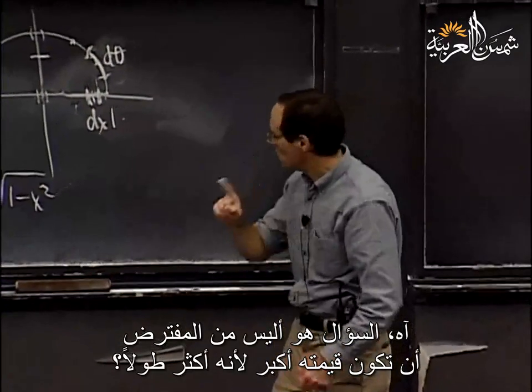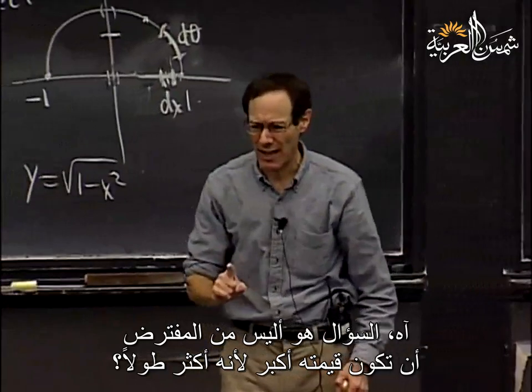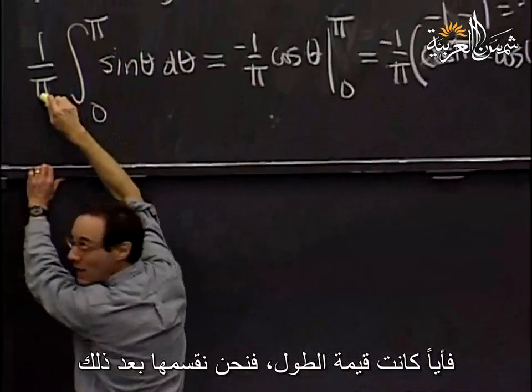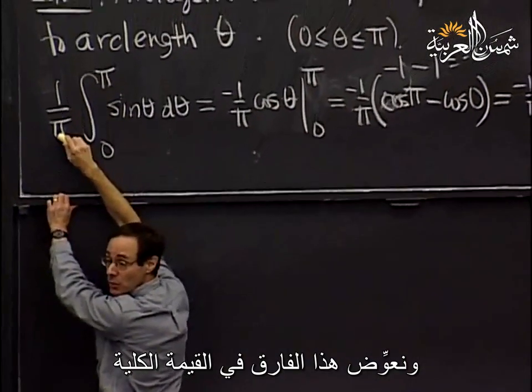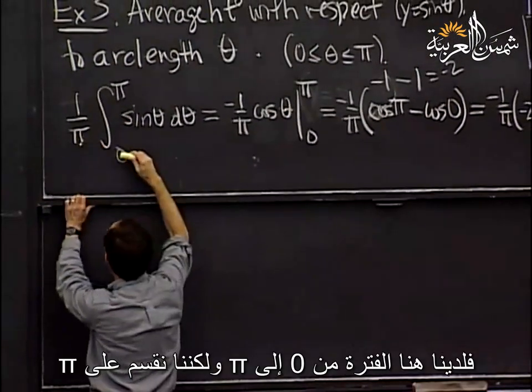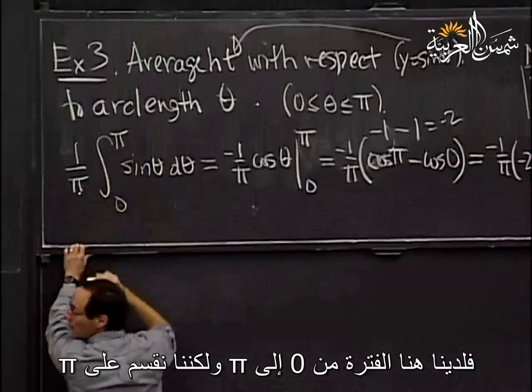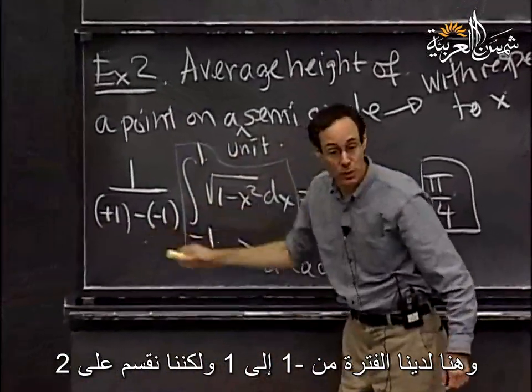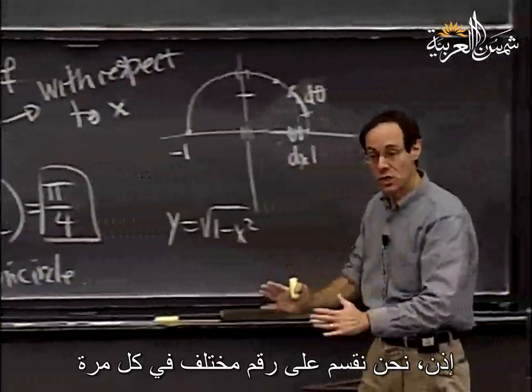So the question is, but shouldn't it have a bigger value because it's a longer length? Never with averages. Whatever the length is, we're always dividing. We're always compensating by the total. We have the integral from 0 to pi, but we're dividing by pi. Here we had the integral from -1 to 1, but we're dividing by 2. So we divide by something different each time.